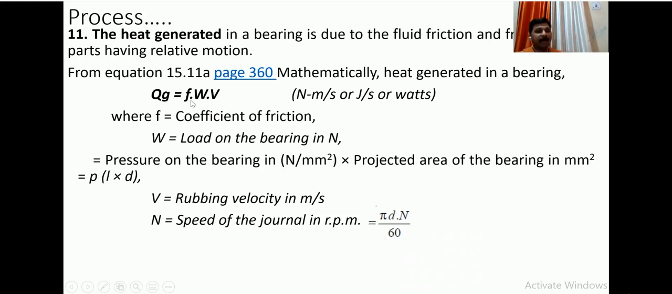Now once we have found out the heat generated, that much heat will be existing on the surface of the bearing, and that heat should be removed. If this heat is accumulated over the bearing surface, what will happen? The lubricant will lose its lubricating property, the oil film will break, and there will be metal to metal contact.